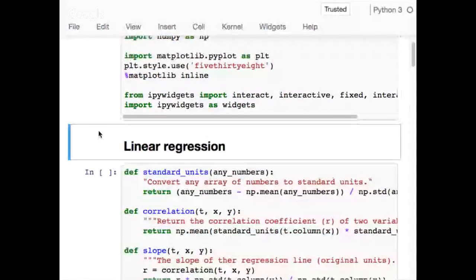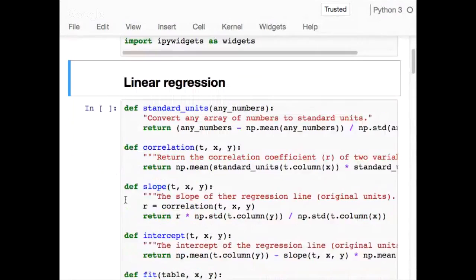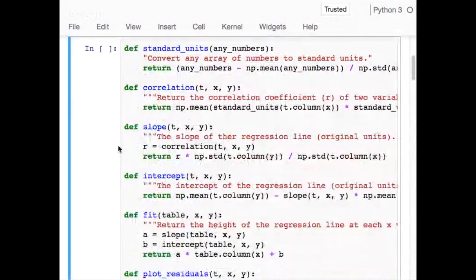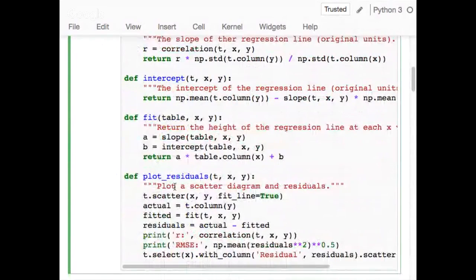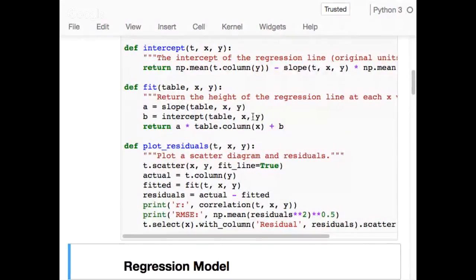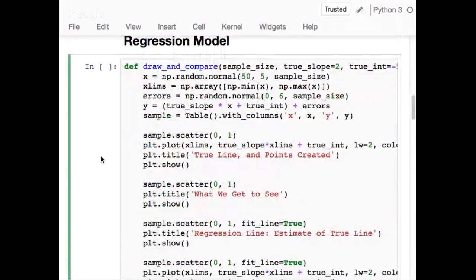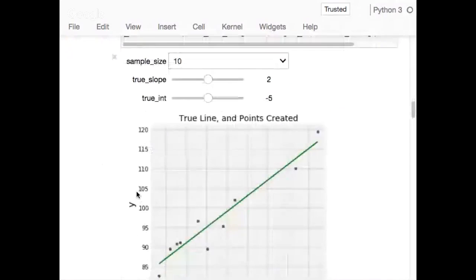So let's run this. I have here a bunch of functions that we use for linear regression. So here's a correlation. Here's slope, intercept, fit, plot residuals. All this we kind of wrote or kind of showed at the end of Friday's lecture. So here we have the functions. I want to run this function. I'm going to explain this to you.